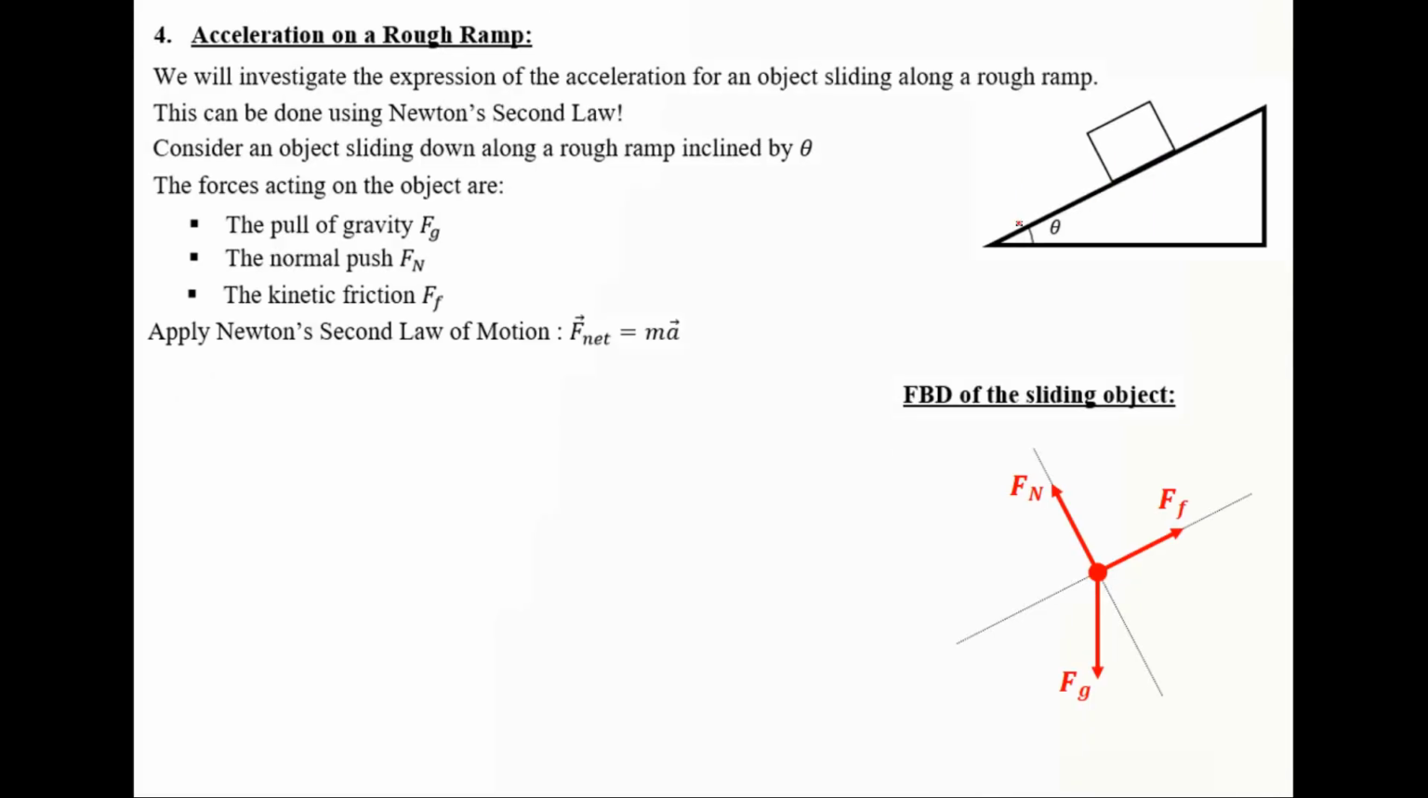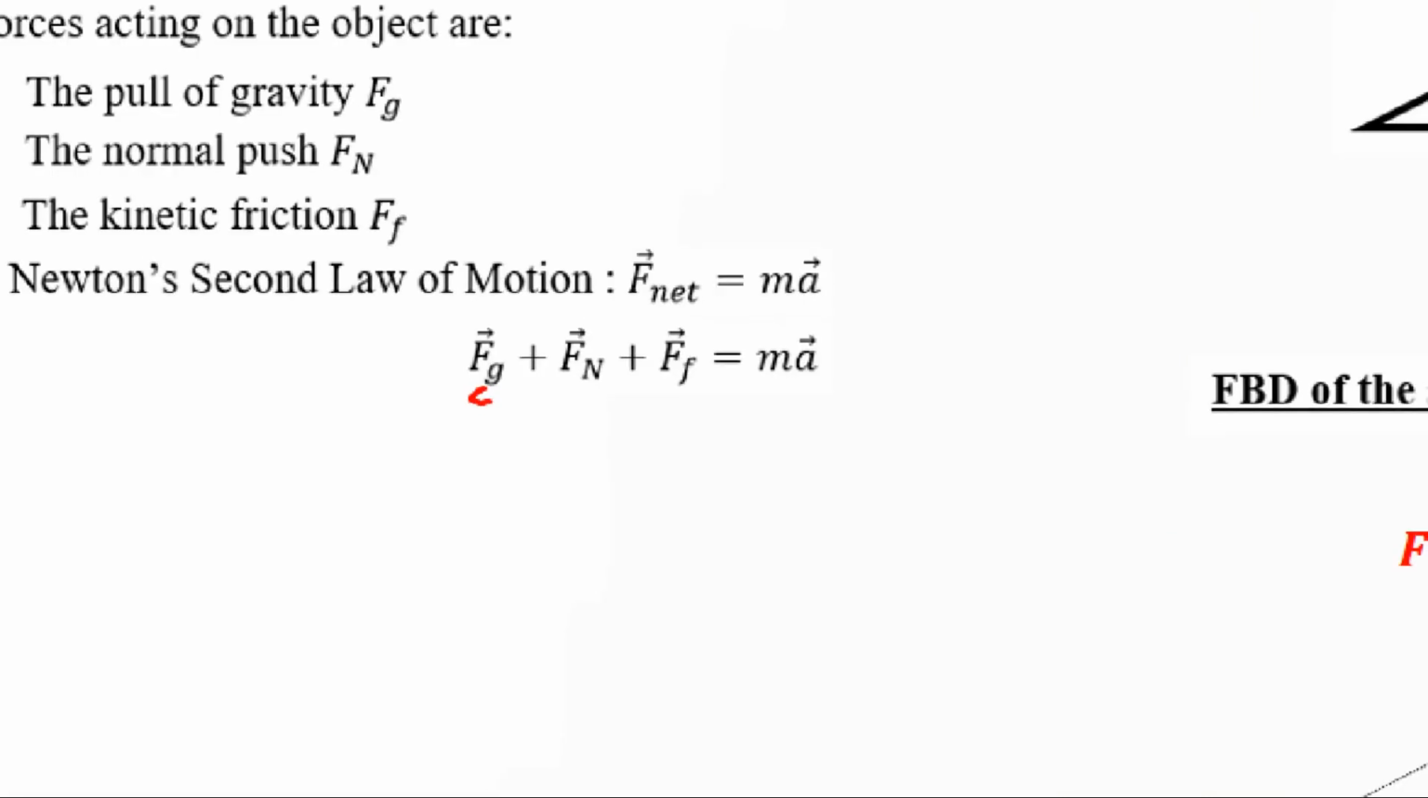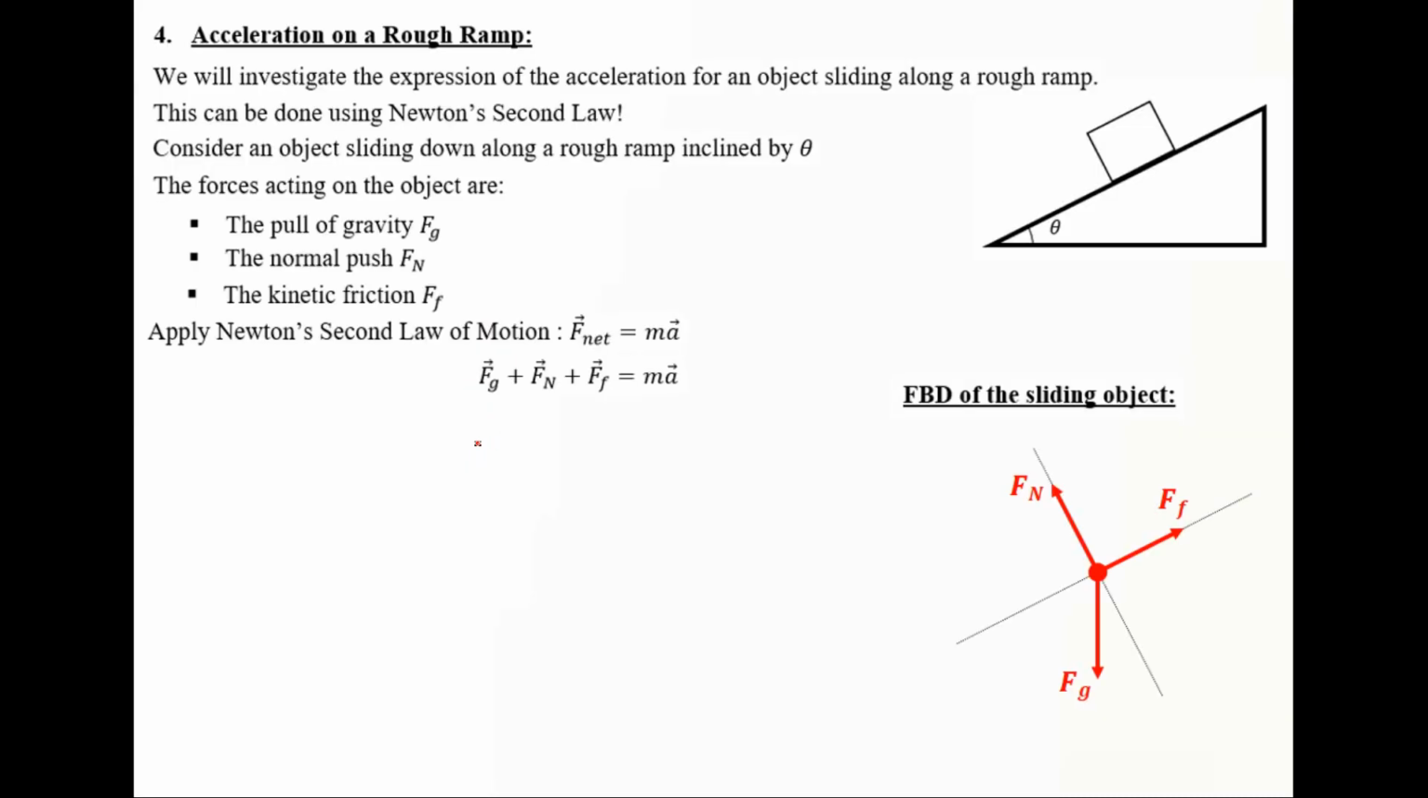Now we are ready to apply Newton's second law, and F naught would be replaced by all the forces acting on the object given by the pull of gravity, friction, and the normal push. And notice that here we have added them vectorially without caring about the direction of each force.